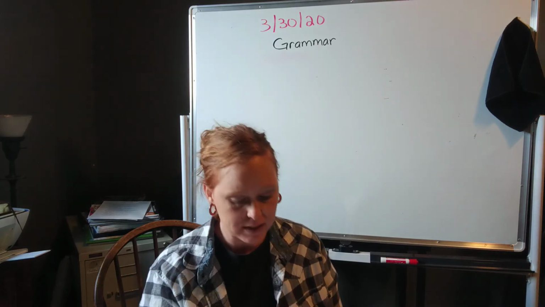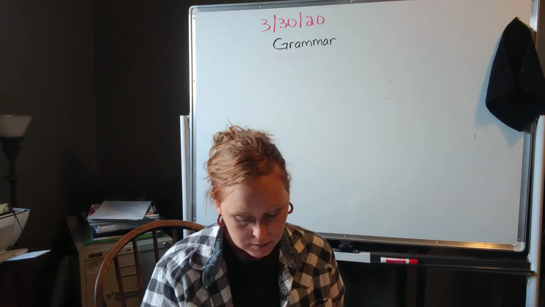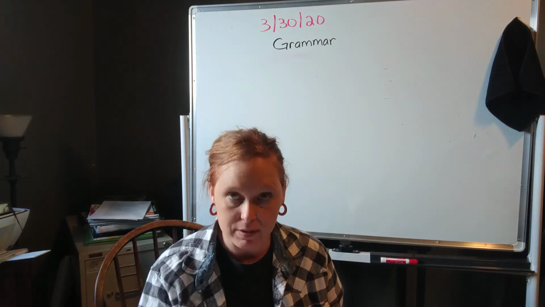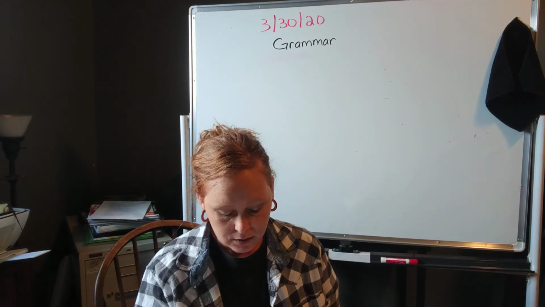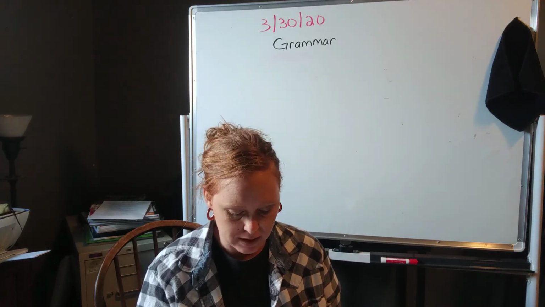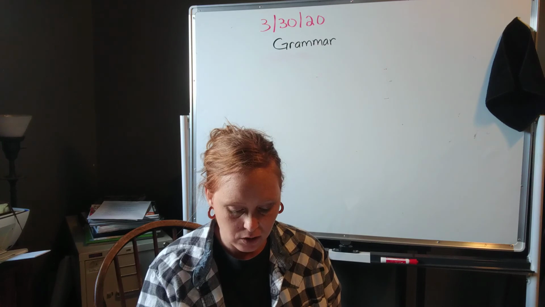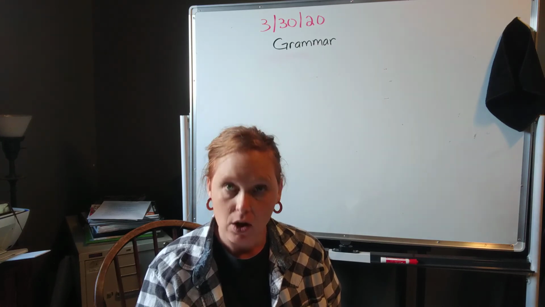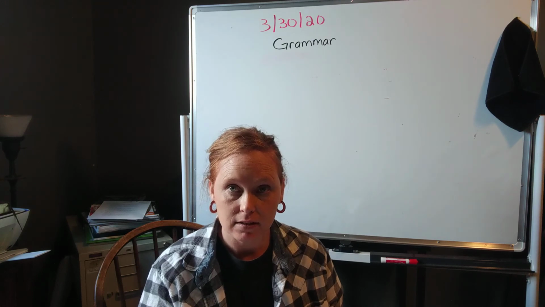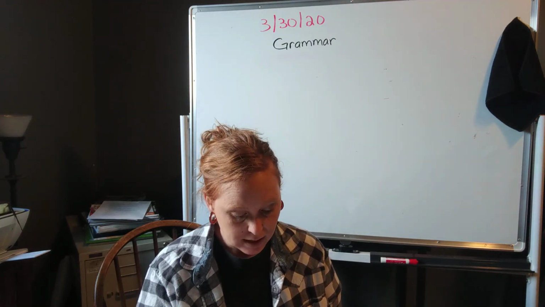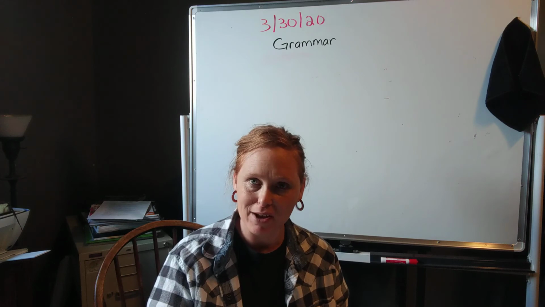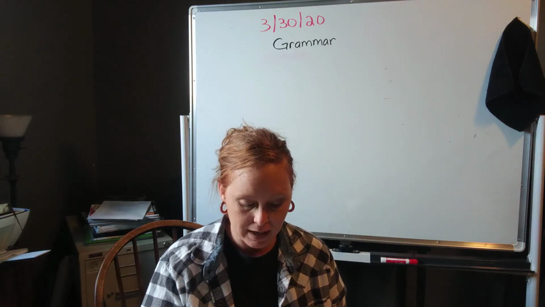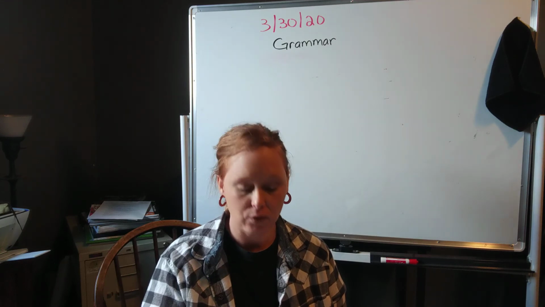Of, preposition. Of what? Meats, object of the preposition. In, preposition. In what? Freezer, object of the preposition. The, article, adjective. The, article, adjective. What kind of sentence? Declarative. What sentence pattern is this with a linking verb? Subject noun, linking verb, predicate noun, pattern 4.